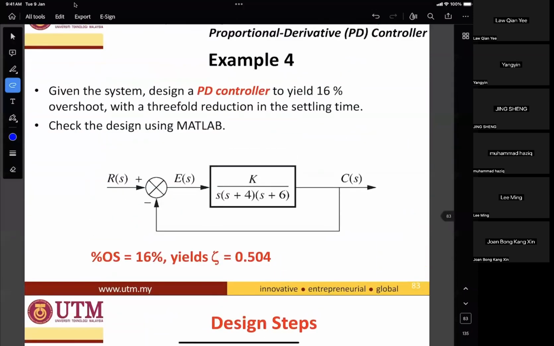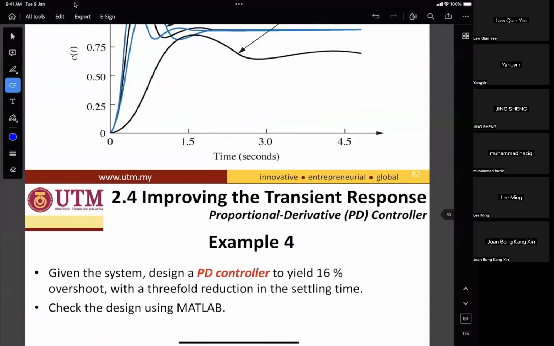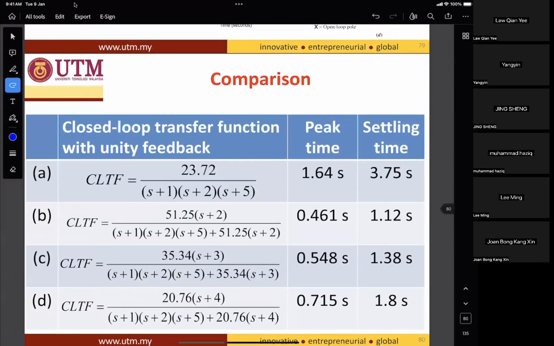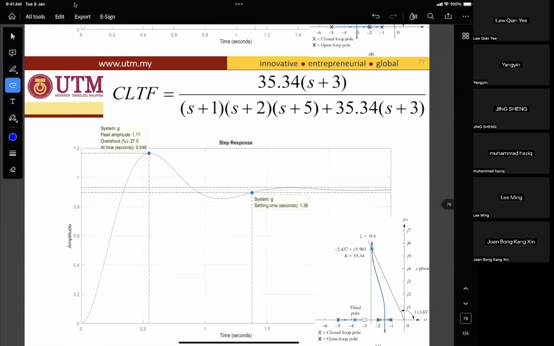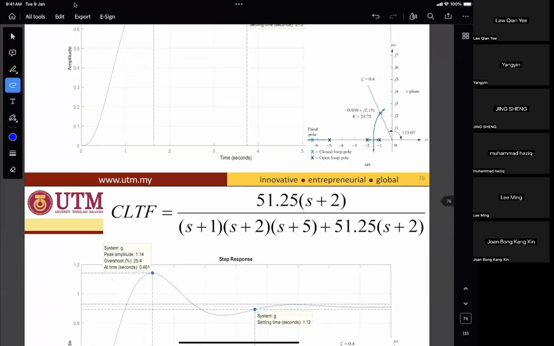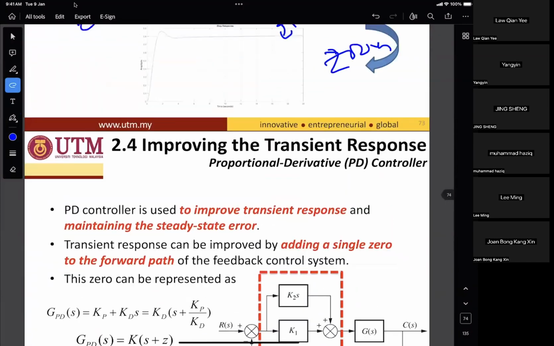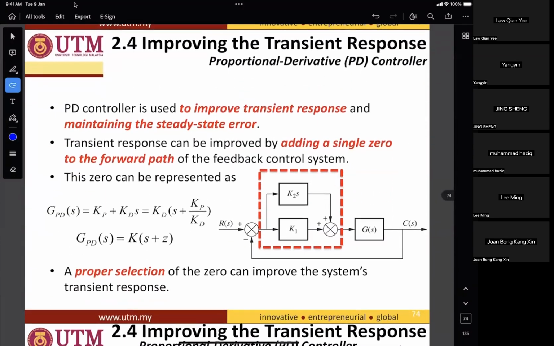Okay, guys, we continue with the next controller, which is known as the PD controller. Can you see the slide? PD controller? Yes. Hello? Can you see the slide? Yes, Doctor, can see the slide.